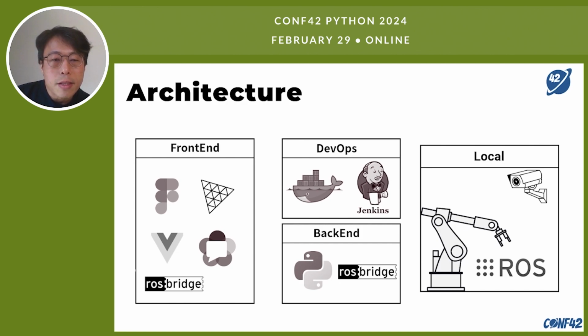The left part is the front-end side, which we will talk about later. The middle is DevOps, or what we call CI/CD, for integration and deployment. Under the DevOps is the backend side, where we use Python combined with ROS bridge. We also have the local side in the right part, where we use a physical robotic arm and an IP camera to record the environment to show in our virtual pages.